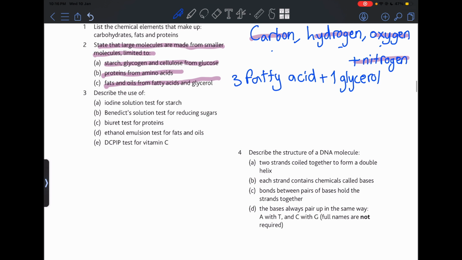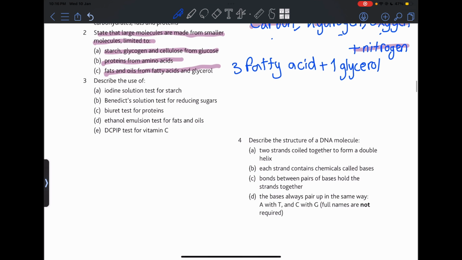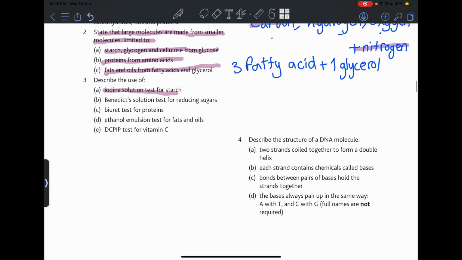You also have to know the use of iodine solution test for starch. If you want to test for starch, you're going to use something called the iodine solution test, and you also need to know the colors. I have explained this in my paper 6 tips and tricks videos. You have to know the Benedict's solution test for reducing sugars. If you want to test for reducing sugars, Benedict's is used for it. And reducing sugars are all sugars except for sucrose. So if you want to test for sucrose, then you can't use the Benedict's solution because it is non-reducing.